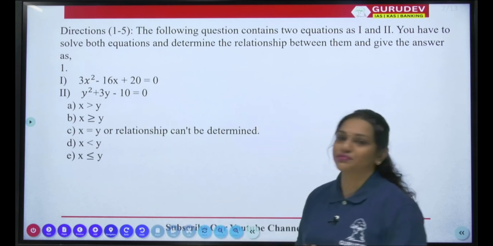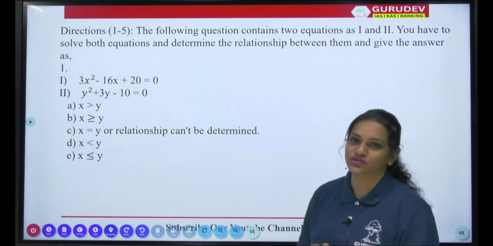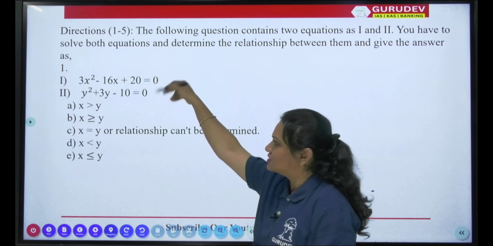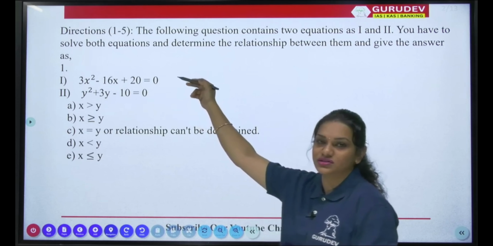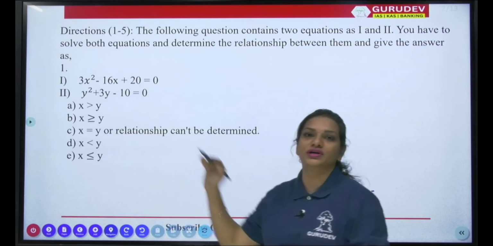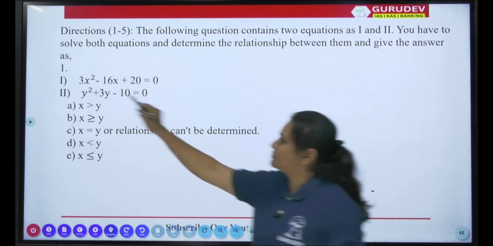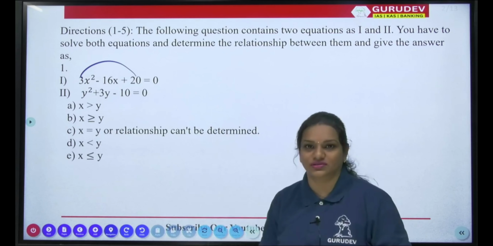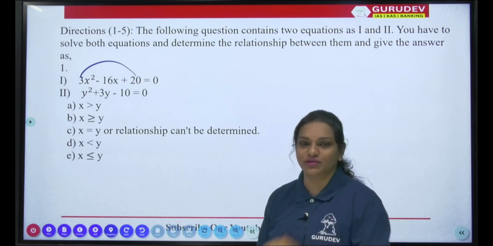3x square minus 16x plus 20 is equal to 0. See, the directions are given. We have to solve these two equations, get the roots and compare them. Whichever option is satisfied will be the right answer. We already discussed in the previous class how to find the roots, so the same concept we will apply here.